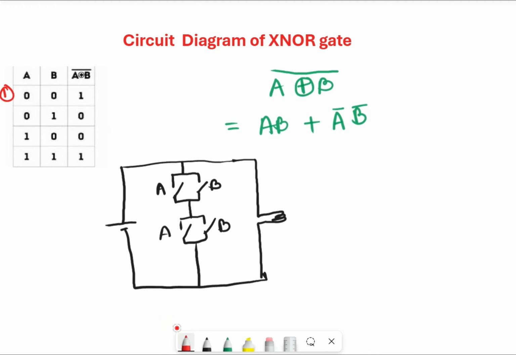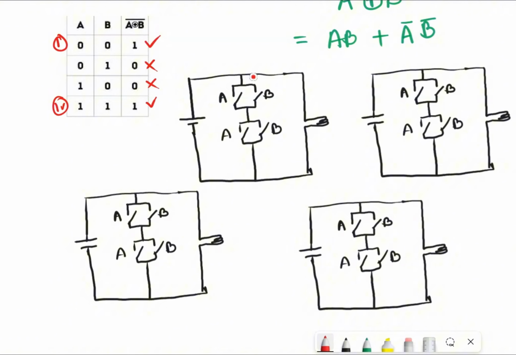0 0 will have output 1, and case number 4, 1 1, we have 1, and case number 2 and 3 won't have any result, it means output 0. So let's draw three more diagrams same as this one, so we could explain in more detail. For the first case, let's explain the very first case.